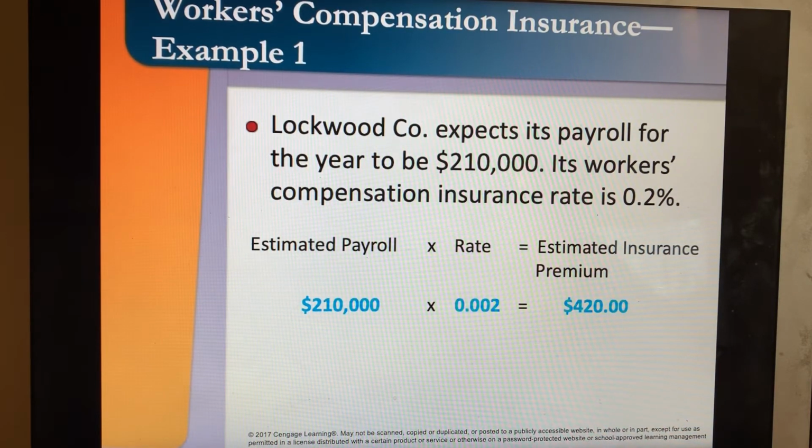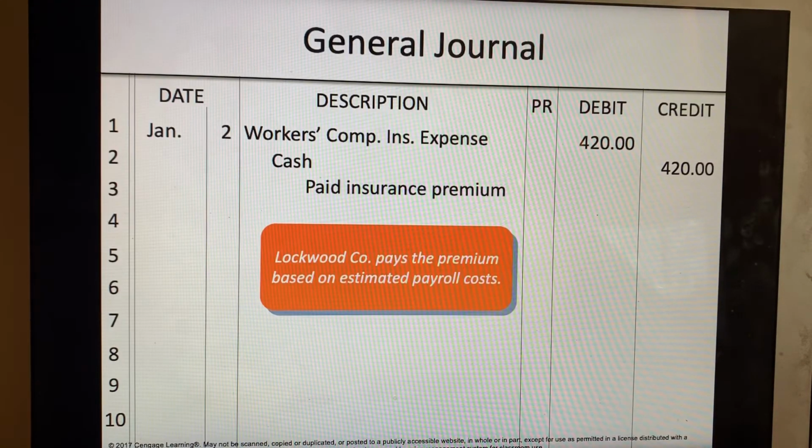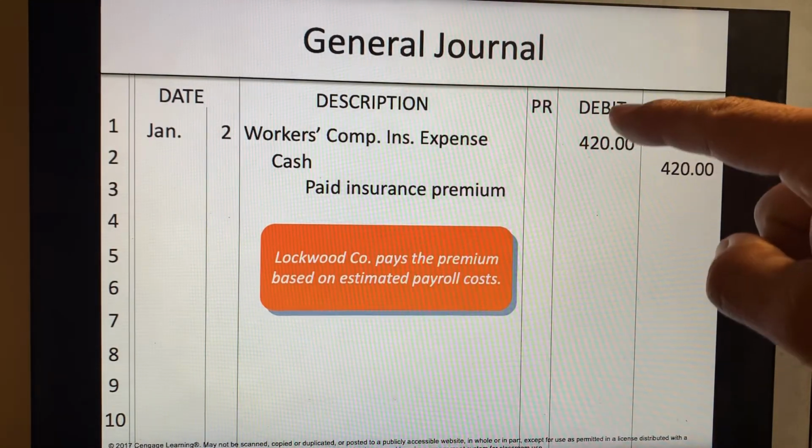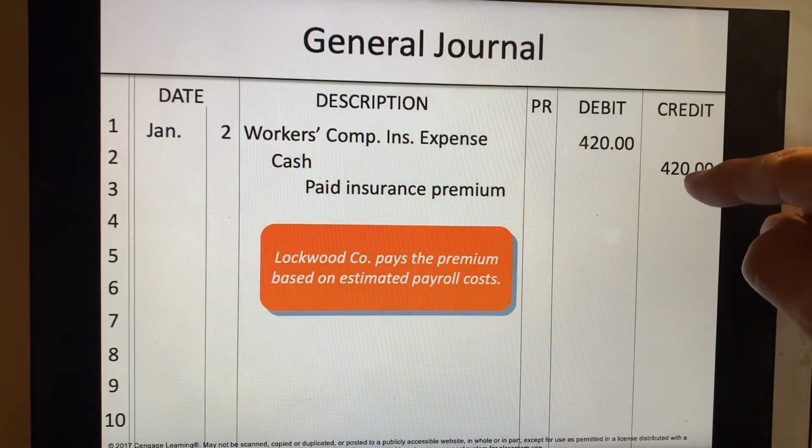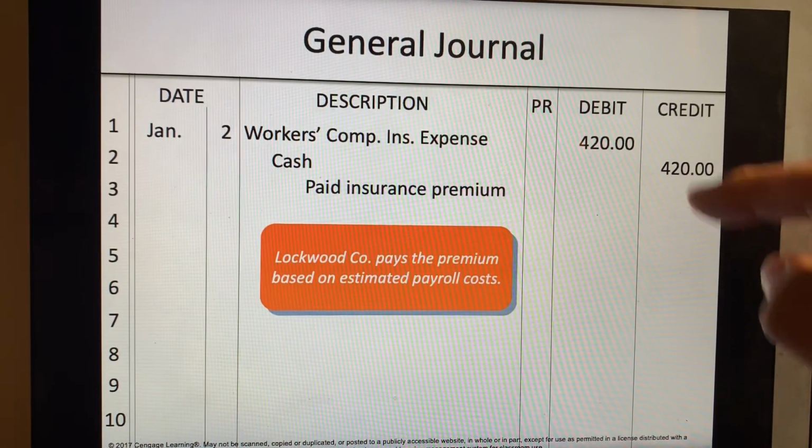So Lockwood Company expects its payroll to be $210,000. Its workers' compensation insurance rate is 0.2%, which will be written as 0.002, so 210,000 times 0.002 is $420. So here's how we debit this. This goes in as an expense, and we're paying it immediately. So this is going from cash.